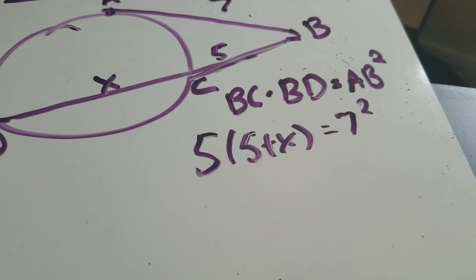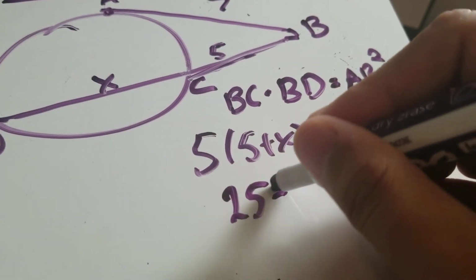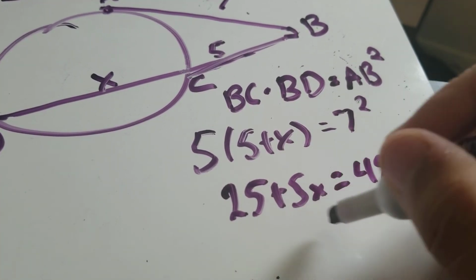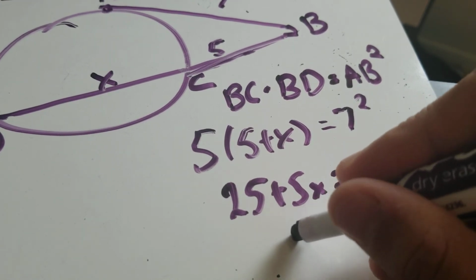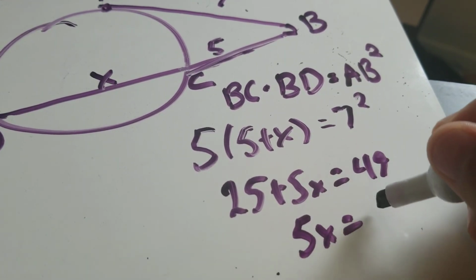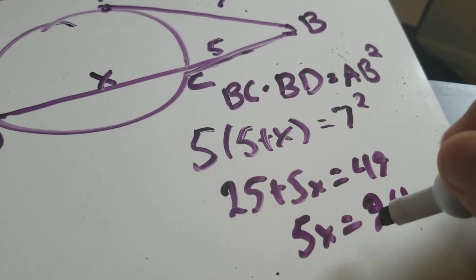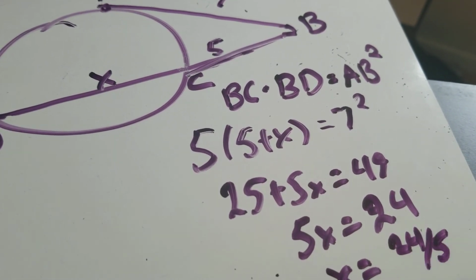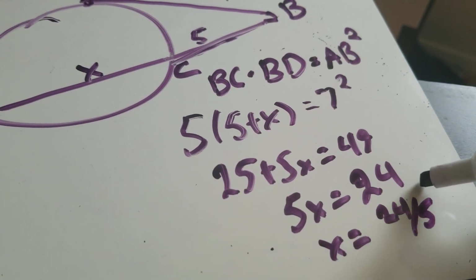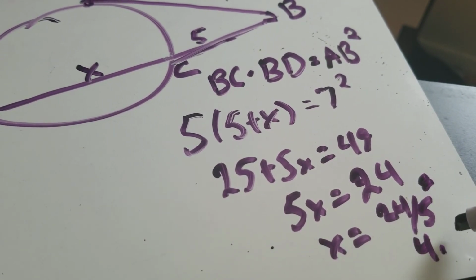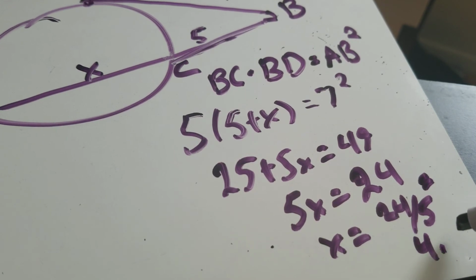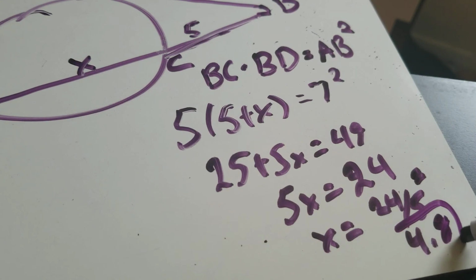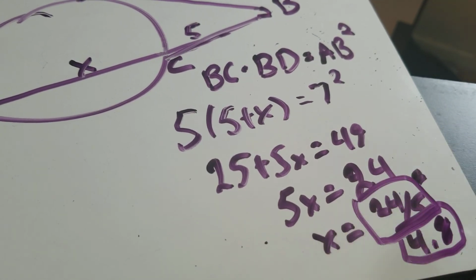Let's do some simplification. 25 plus 5x, again distributing the same way as the last question, equals 49. Subtract 25 on both sides. 5x equals 24. Divide by 5 on both sides, x equals 24 over 5. We could leave that as a fraction. If you don't, that is the same thing as 4.8. Okay? But you could leave it as a fraction if you want.